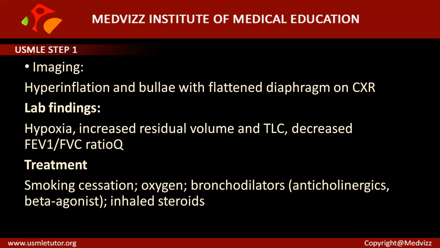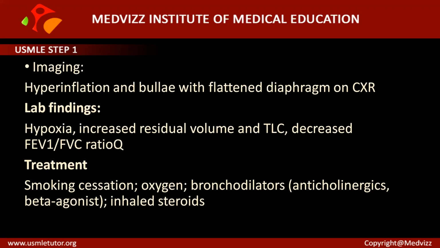So what about the treatment? If it is a centriacinar type, smoking cessation is the only treatment. Along with that, for other types, you can give oxygen, bronchodilators as well as inhaled steroids for different types of emphysema. So we know that emphysema is a chronic obstructive pulmonary disease.